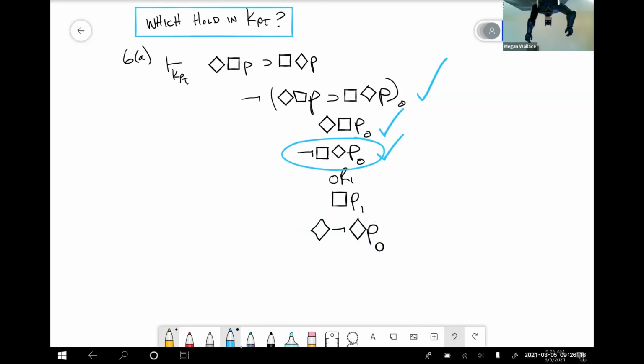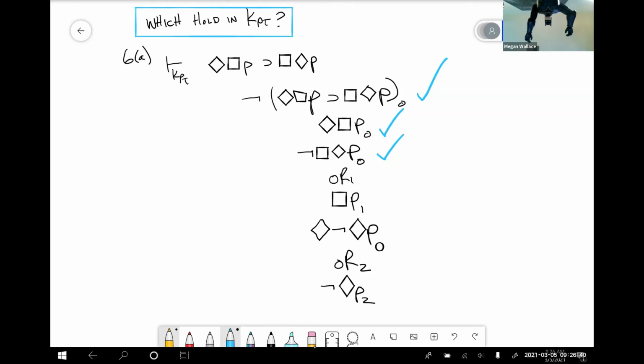Okay. So now that I've got that, we need to make sure that 0 is related, and now we have to introduce a new world. It can't be 1 because 1's already introduced. So 0 is related to 2, and it's not the case that diamond P at 2. That is me taking the diamond rule.